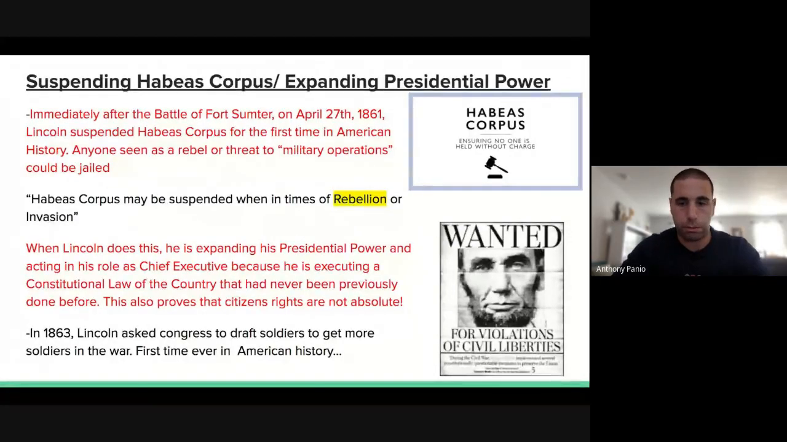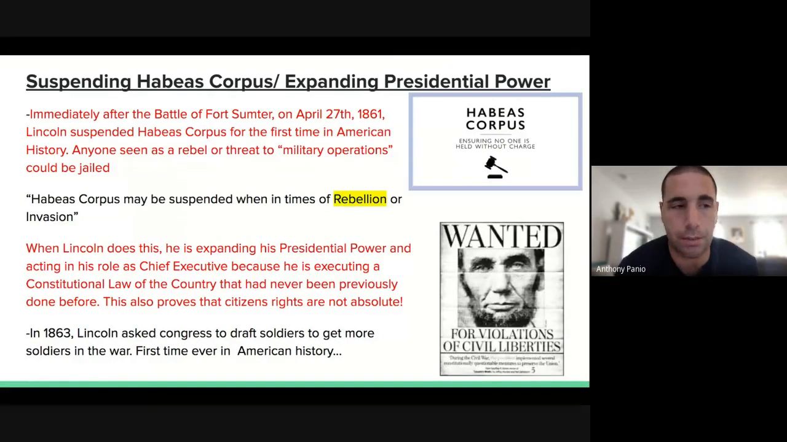Habeas corpus, for those that don't remember, I'll put it in the chat again. It is when a person is jailed, they need to be charged with a crime. I can't be walking down the street and get picked up by the police and have them just hold me there without charging me with a crime. I could get up and just leave. If they charge me with a crime, like burglary, then obviously I'm not allowed to go anywhere. But if they don't have a crime and they're not going to charge me with one, then you can't be held anywhere. This has been a foundation of our Constitution.